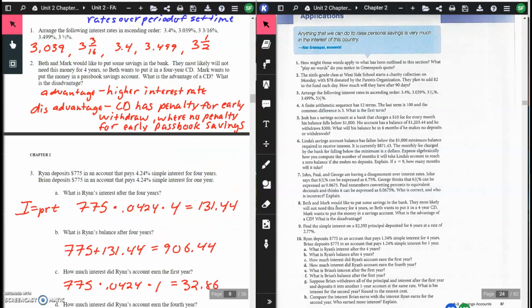Number 1 says arrange the following interest rates in ascending order, which means from least to greatest. Okay, if you need to use your calculator for the fractions, go ahead and that'll give you a decimal. Alright, but here is your order: 3.039, 3 3/16, 3.4, 3.499, and 3.5. Again, use your calculator if you need to get the decimal to show which one comes first.